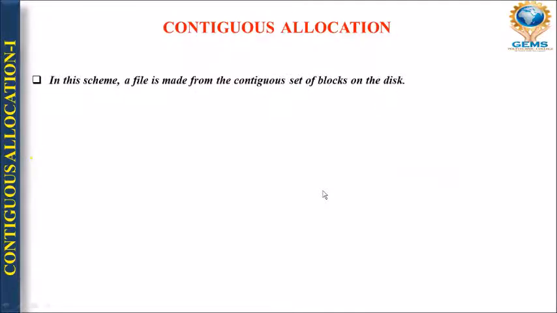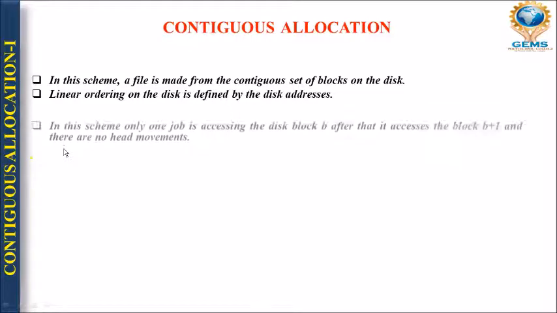So what do we mean by contiguous allocation? In this scheme, a file is made from a contiguous set of blocks on the disk. That means the file is stored in a contiguous manner. This type of storing is also known as linear ordering. Linear ordering means the files being stored in the disk are in sequence.